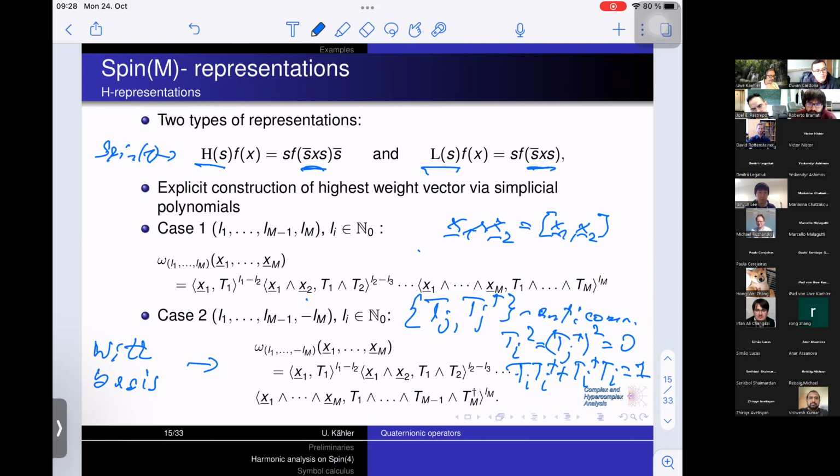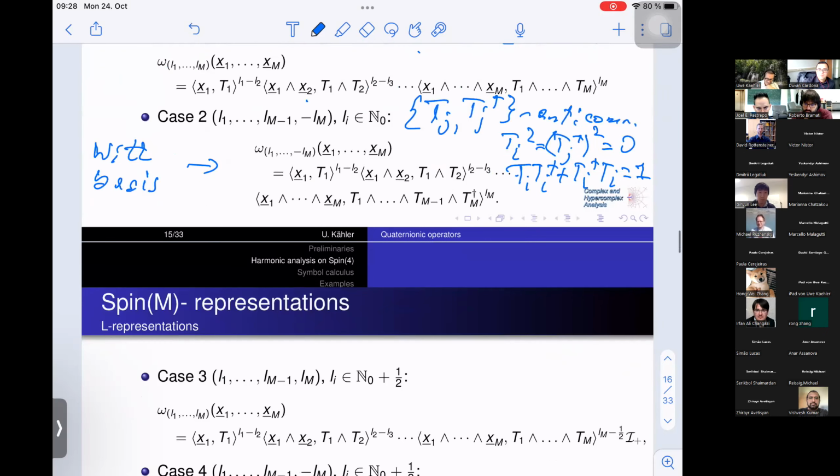And the idea is basically you just build them up from these polynomials. Such kind of polynomials where you have x1 wedge x2, t1 wedge t2. So you basically take that one and take the inner product with the basis, etc. They're also called simplicial, in that case simplicial harmonics. So, they are called simplicial polynomials. In the second case, with the -1, it's the same thing, only that the last one here, because of the -1, is Tm dagger. That's basically the thing you have here. That's for the spin 1/2 representations.